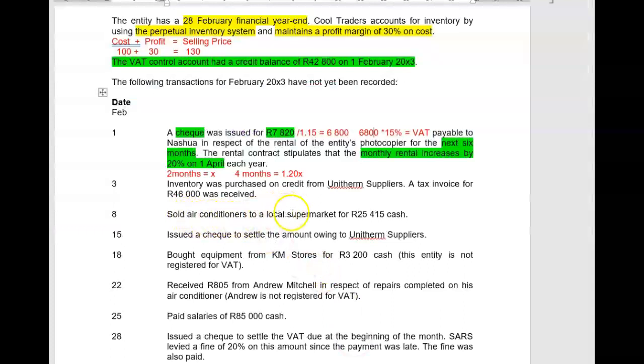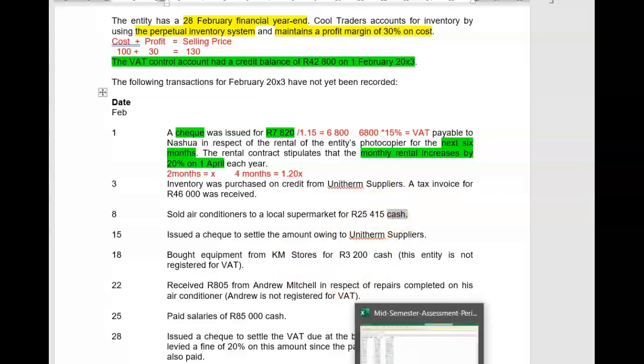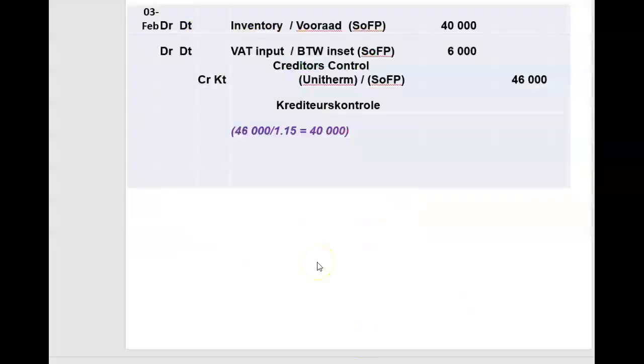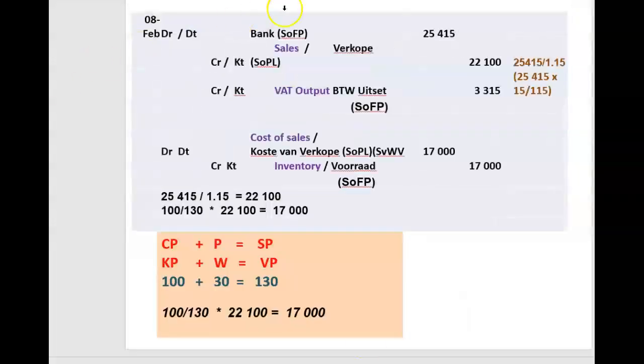Sold air conditioners to a local supermarket for 25,415 cash. So that was the proceeds that we received from selling those air conditioners, which is obviously VAT inclusive. So we have to take out the VAT. We have received 25,415. Cash flow will always include VAT.